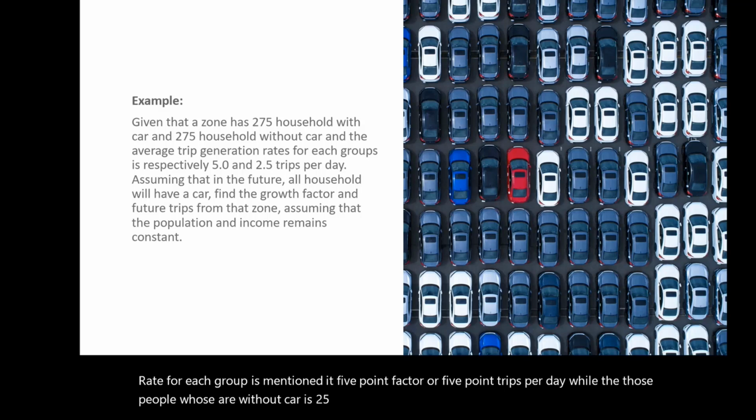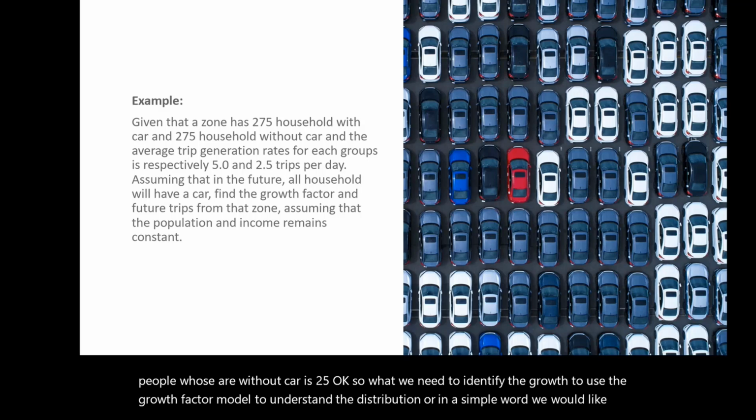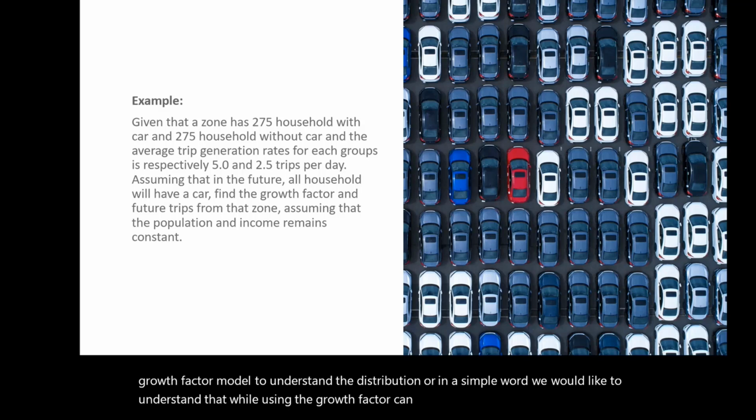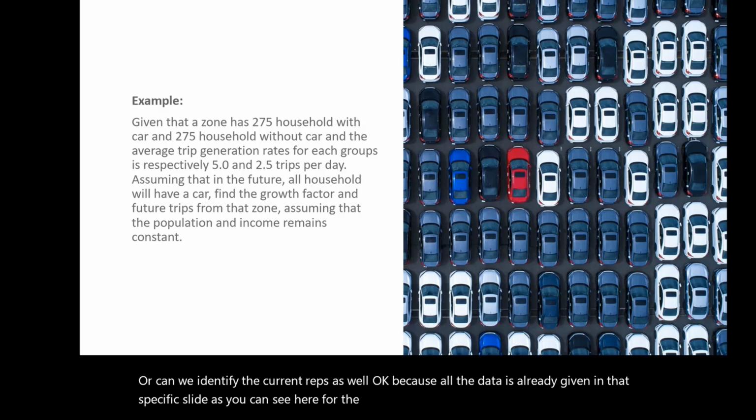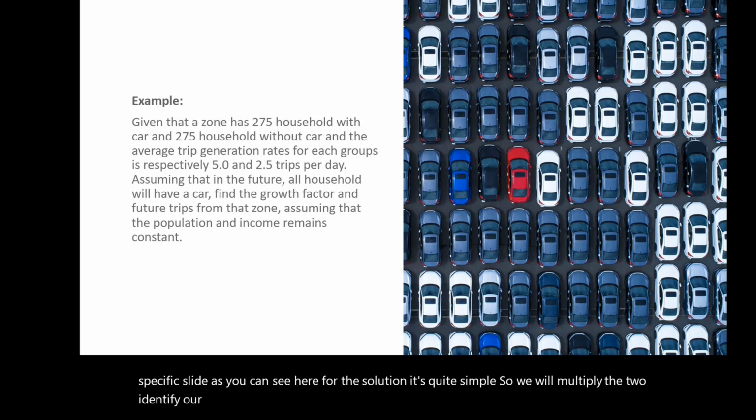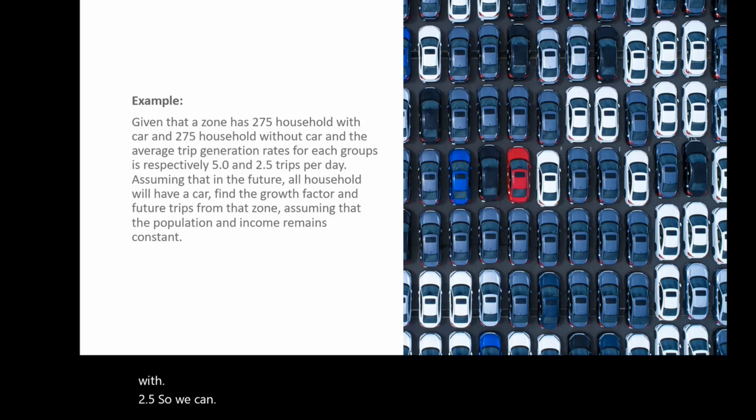Okay, so what we need to identify is to use the growth factor model to understand the distribution, or in simple words, we would like to understand whether, while using the growth factor, we can identify the number of future trips or the current trips as well. Okay, because all the data is already given in that specific slide. You can see here the solution is quite simple. To compute the current trip rate, we will multiply 275 with 5.0 plus 275 with 2.5. So we can identify the trips in a single day.